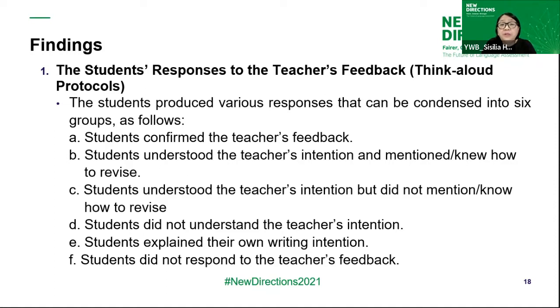So student confirmed the teacher's feedback. The second one is student understood the teacher's intention and mentioned or knew how to revise. And then the third one, student understood the teacher's intention, but they did not mention or know how to revise. The fourth one, student did not understand the teacher's intention. And then next is the student explained their own writing intention. And the last one is student did not respond to the teacher's feedback.